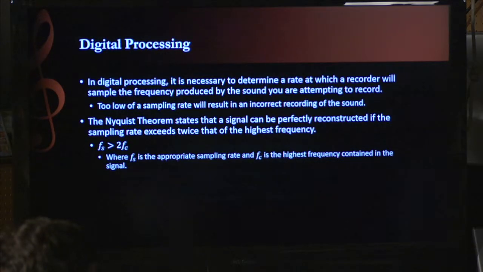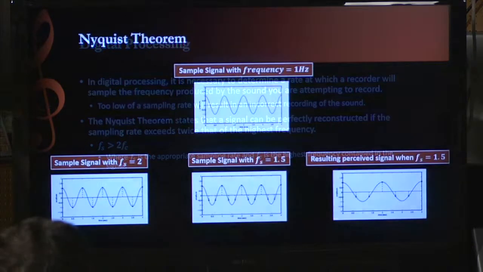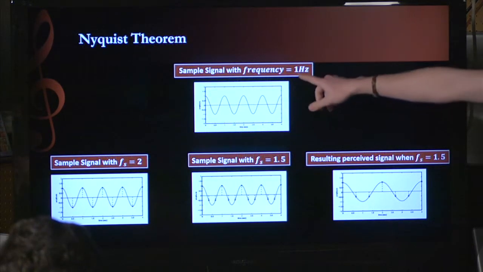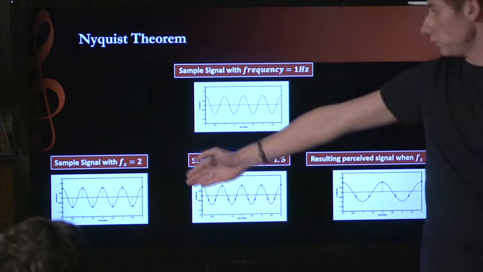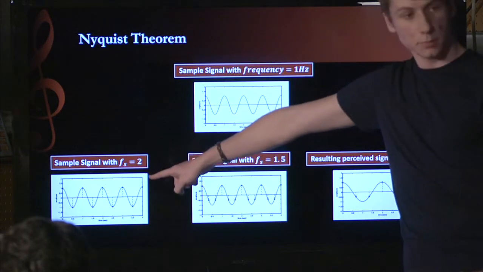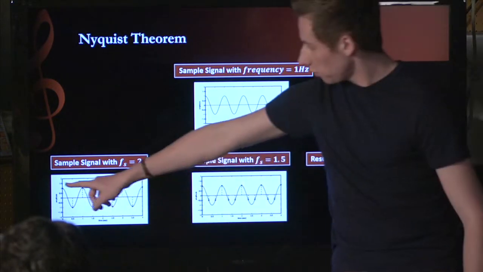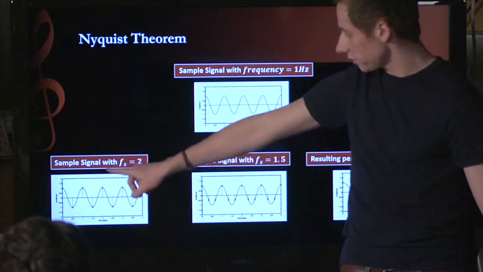you need per second. And as an example of this, if you have a sample signal with a frequency of 1 hertz, you have this graph right here. And using the Nyquist theorem, you need to have 2 samples per second, and that creates a point right here, point right here, point right here, etc.